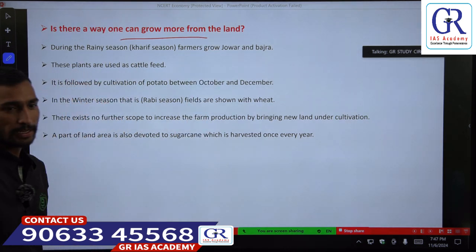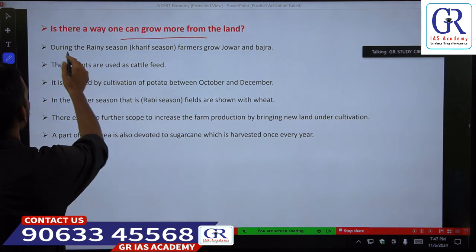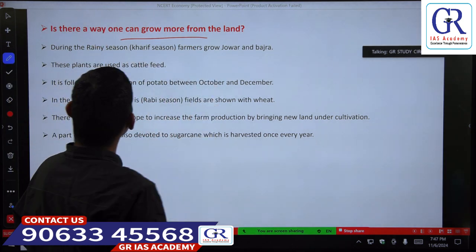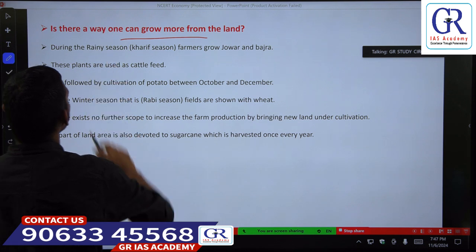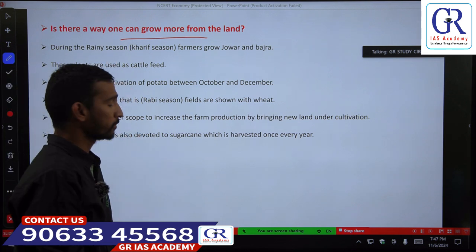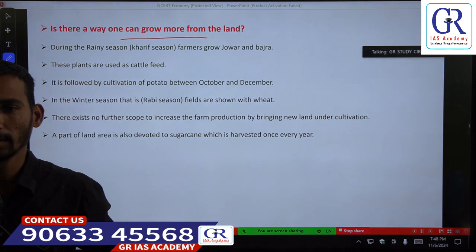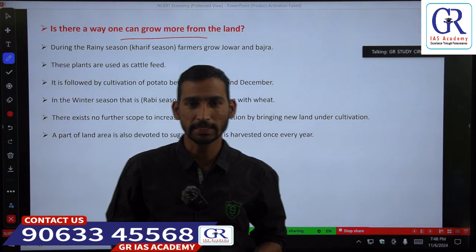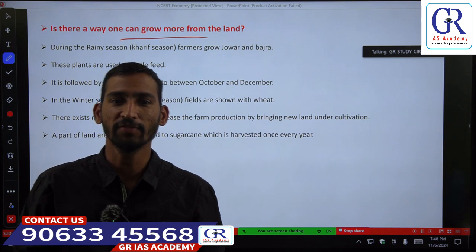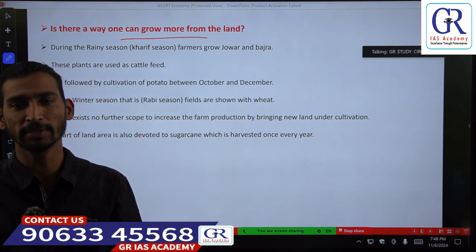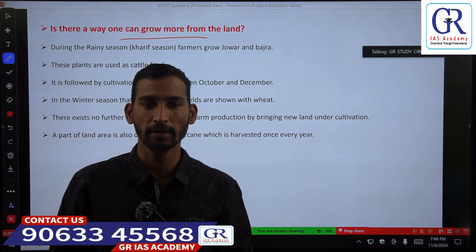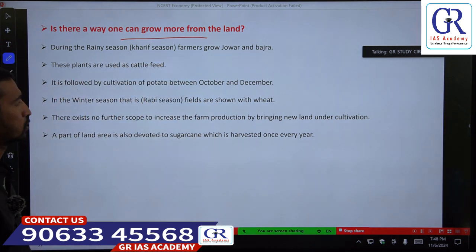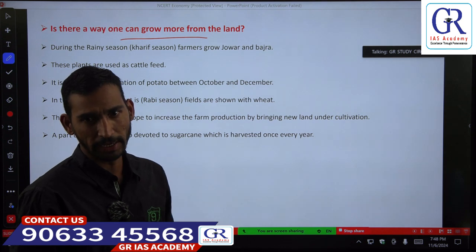So in the previous class, what we discussed is whether there is a way one can grow more from the land. Within the given land, with the same amount of land, can we grow more? That means, can we generate more income with the same land? Is it possible? We have different ways to generate more income from the same stipulated land.